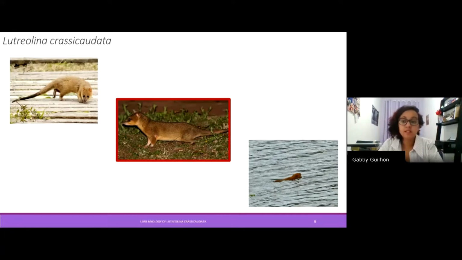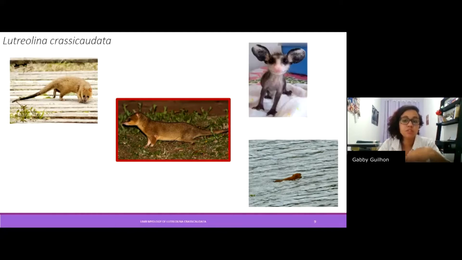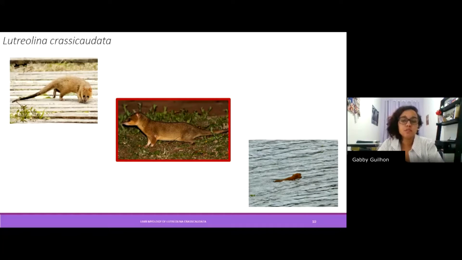Besides that, Lutreolina is our weasel-like marsupial here in South America, with a very elongated body and short limbs very, very close to the ground. It has small ears, which is unusual for didelphid marsupials. And this species is restricted to flooded areas. So we know that some papers call this species terrestrial and others semi-aquatic, because it is an excellent swimmer.